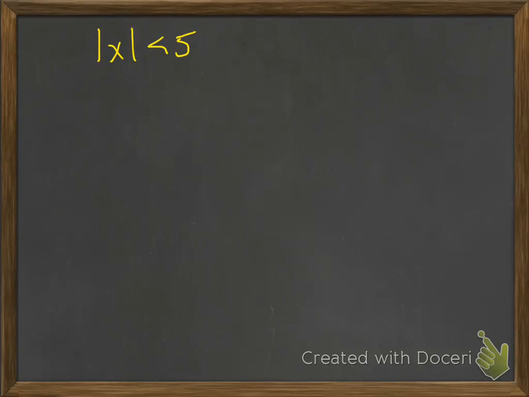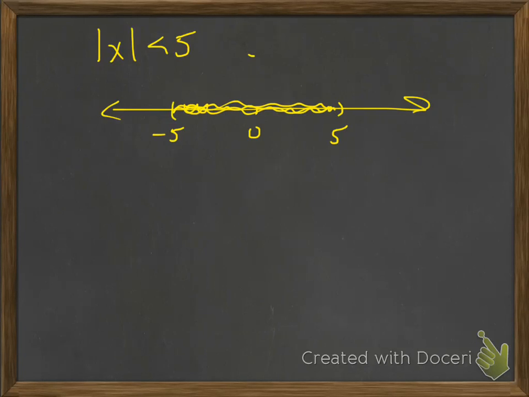So for example, if I have absolute value of x is less than 5, remember absolute value is distance from 0. So we want to live within 5 units of 0. We don't want to go further than 5 to the right and negative 5 to the left. So that bounds us between negative 5 and 5. As an inequality, that looks like negative 5 less than x less than 5, and as an interval that is negative 5 to 5 with parentheses.